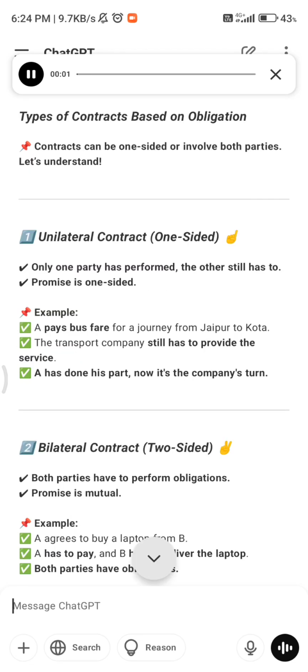Types of contracts based on obligation. Contracts can be one-sided or involve both parties. Let's understand. Unilateral contract: one-sided. Only one party has performed, the other still has to. Promise is one-sided. Example: A pays bus fare for a journey from Jaipur to Kota. The transport company still has to provide the service. A has done his part, now it's the company's turn.